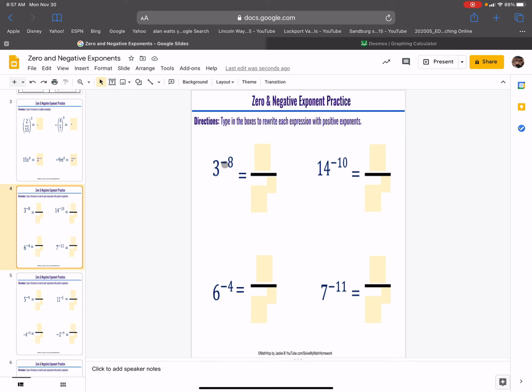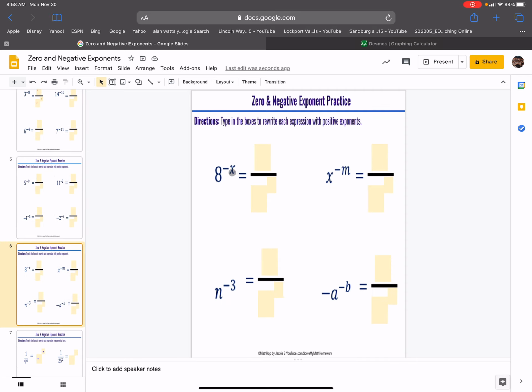And remember, these are super easy. To make this a positive, we stick it over 1, and it becomes 3 to the 8th power. So all I do is stick it over 1, and now it becomes a positive, because that's the end game. We want it to be a positive exponent. So it'd be 1 over 3 to the 8th power, and that's the final answer. So that's what you're going to do for the rest of these.